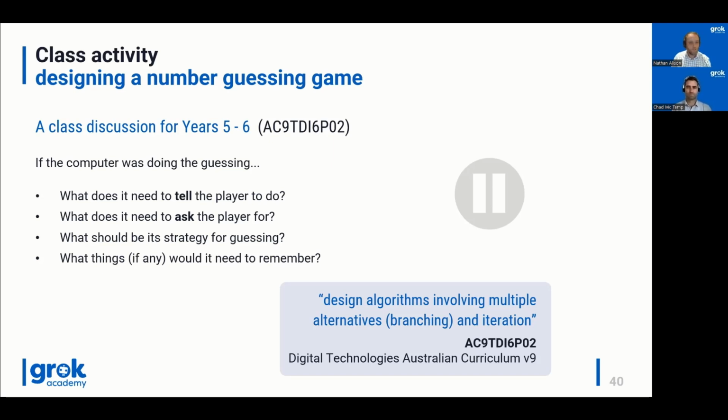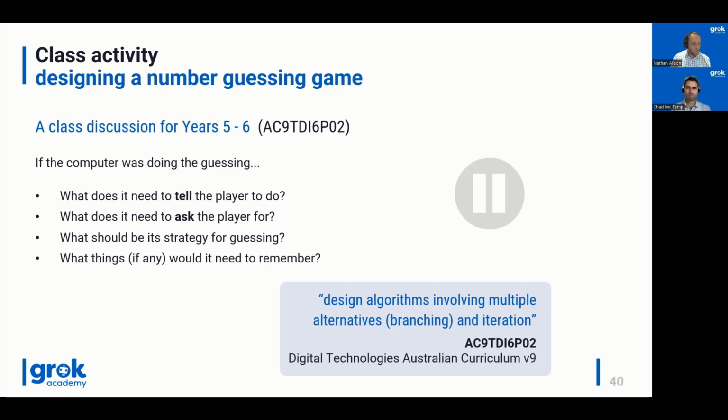And then what should be its strategy for guessing? Chad had a bit of a strategy going there, if you have a think about what he was doing as he was guessing. And your students would also come up with strategies to find the guesses quickly. So what should be the ideal strategy for a computer if it's going to try and guess this? And in order to make that strategy work, what things would the computer need to remember? What was Chad having to remember when he was trying to guess that number? If you want, you can pause the video here and have a think about it yourself.